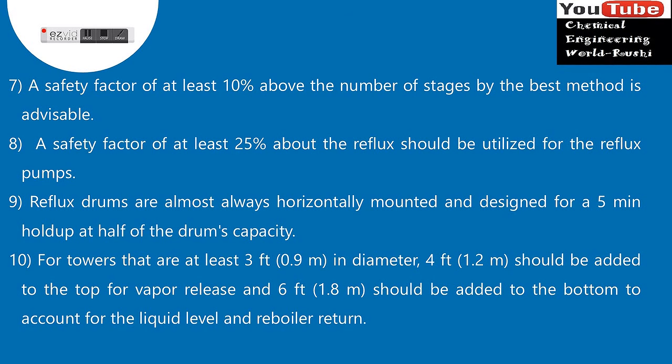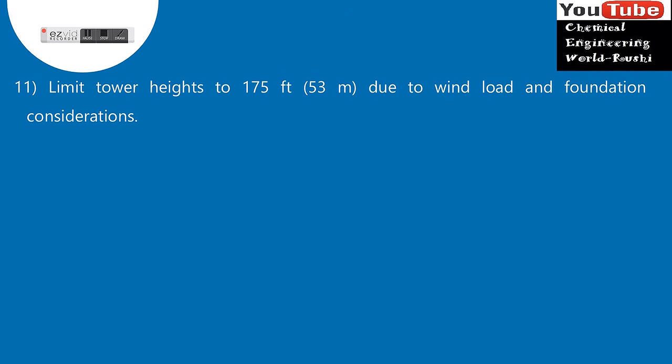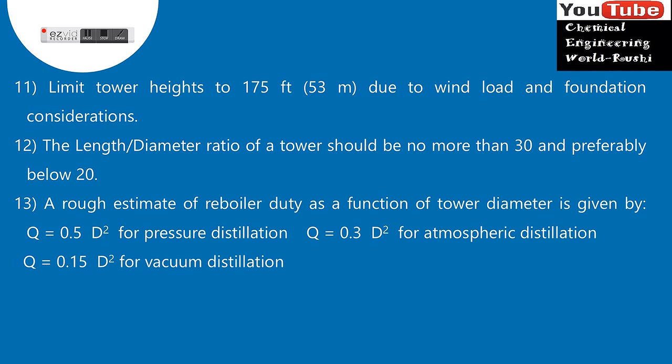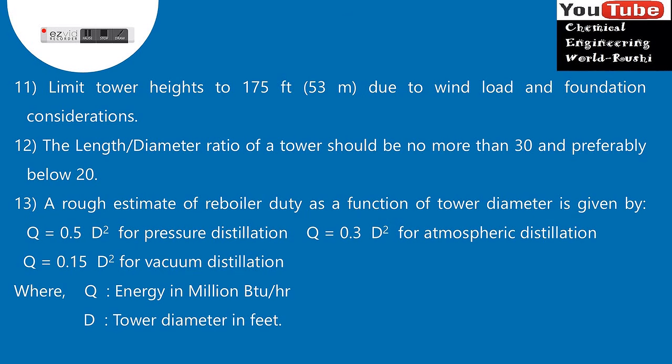10. For towers that are at least 3 feet, 0.9 meters, in diameter, 4 feet, 1.2 meters, should be added to the top for vapor release and 6 feet, 1.8 meters, should be added to the bottom to account for the liquid level and reboiler return. 11. Limit tower heights to 175 feet, 53 meters, due to wind load and foundation considerations. 12. The length to diameter ratio of a tower should be no more than 30 and preferably below 20.